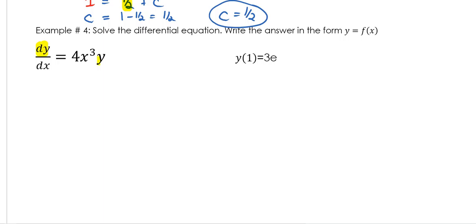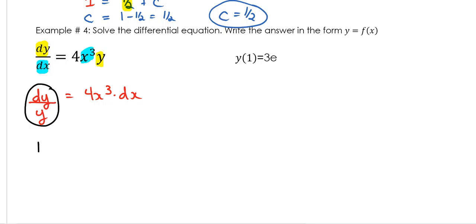I have a y here and a y there, and I have a dx here and x cubed over here. So this is going to be dy divided by the y equals to 4x cubed times dx. And before I continue here, I'm just going to rewrite this expression over here as 1 over y times dy. And the reason why I'm rewriting the expression like that is because once I take its antiderivative, once I integrate that side of the equation, I know exactly what the antiderivative will be. And this will be 4x cubed times dx.